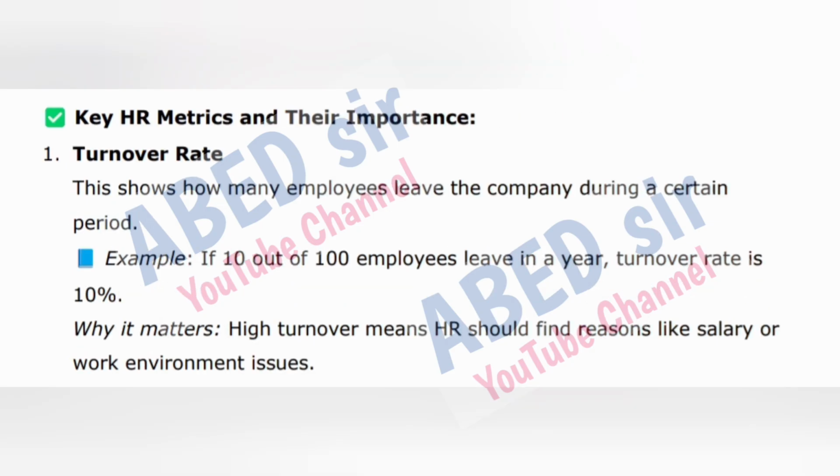Key HR metrics and their importance. 1. Turnover rate. This shows how many employees leave the company during a certain period. Example, if 10 out of 100 employees leave in a year, turnover rate is 10%. Why it matters? High turnover means HR should find reasons like salary or work environment issues.